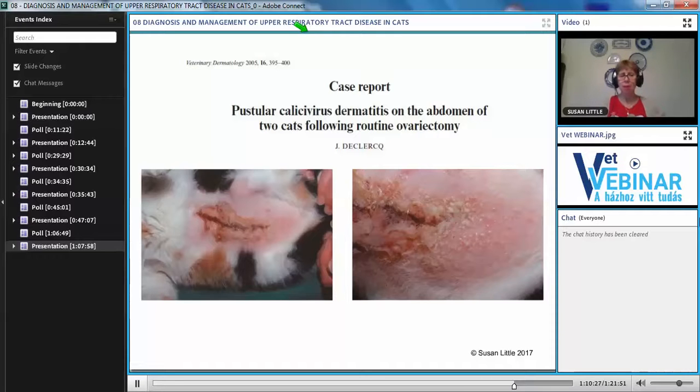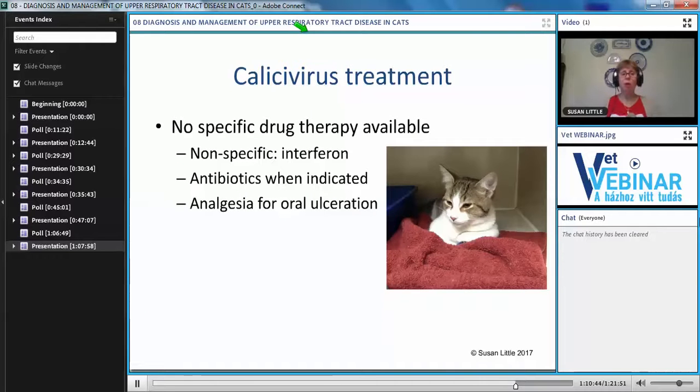Typically the calicivirus infection gets diagnosed on biopsy by finding calicivirus in the lesions, or at necropsy, by finding calicivirus on histopath of samples from these cats. So no matter what form of calicivirus we're talking about, unfortunately, unlike herpes virus, we don't have specific drug therapies that we can use in cats.